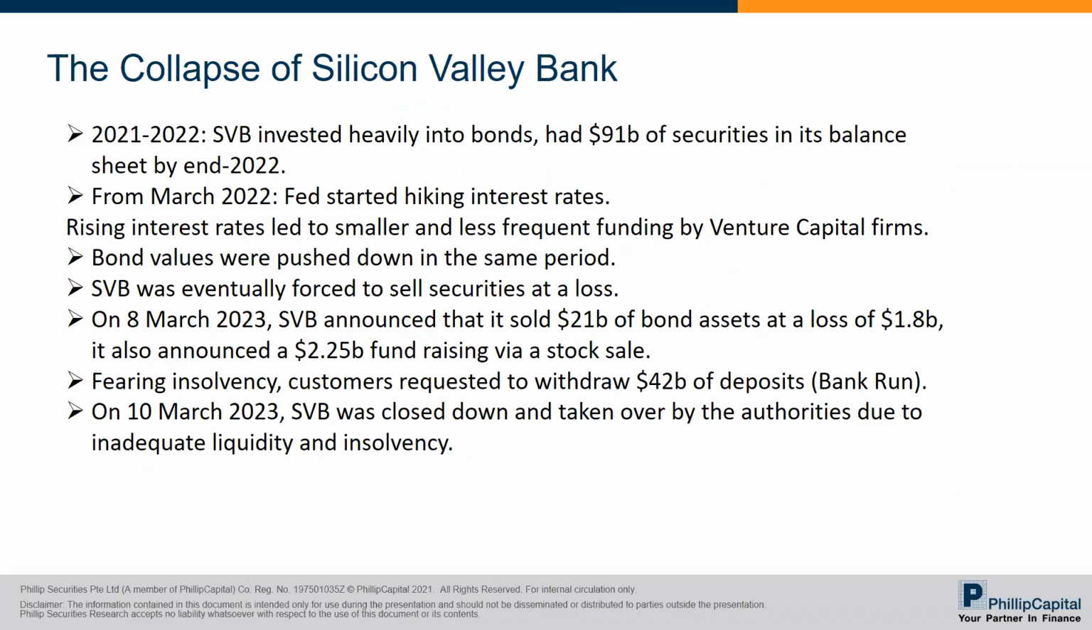So imagine the bank is already short on cash. They are doing a fundraising to raise just 2.2 billion just to operate, but then you have customers requesting to withdraw $42 billion. This is what we call a bank run, where customers are rushing in to withdraw money from the bank. So SVB was forced to close down in a very short period of less than 3 days, and then they were taken over by the US authorities to try to assure the public that the government is in on this, not to worry, and not to cause further panic.